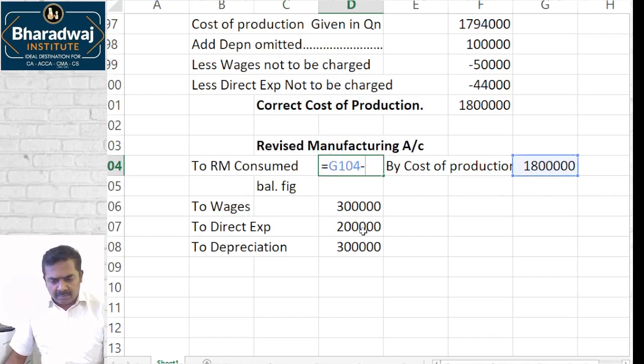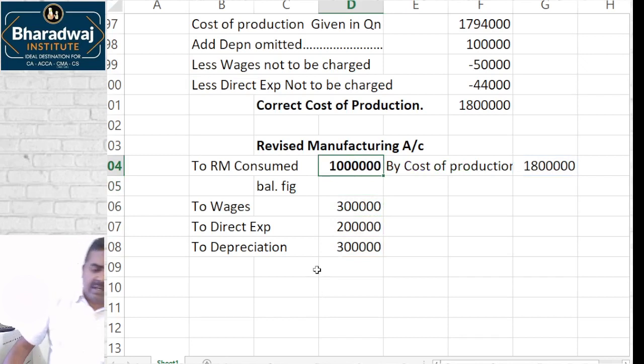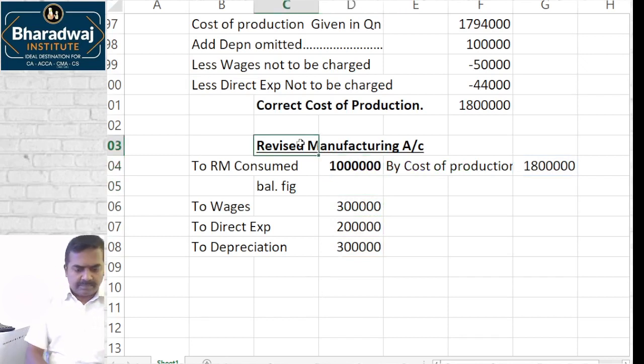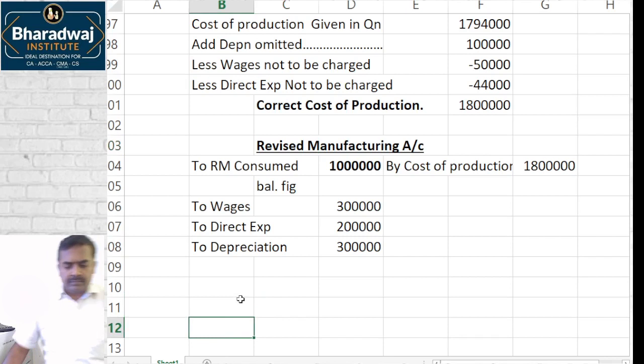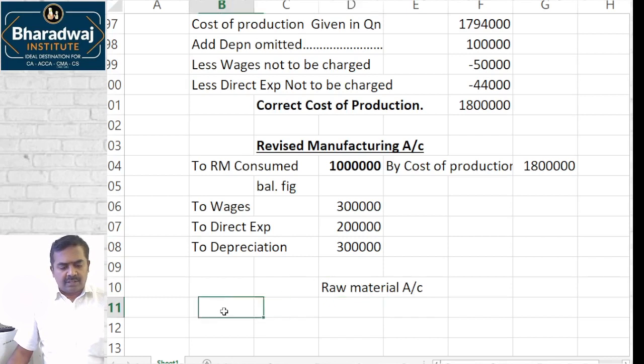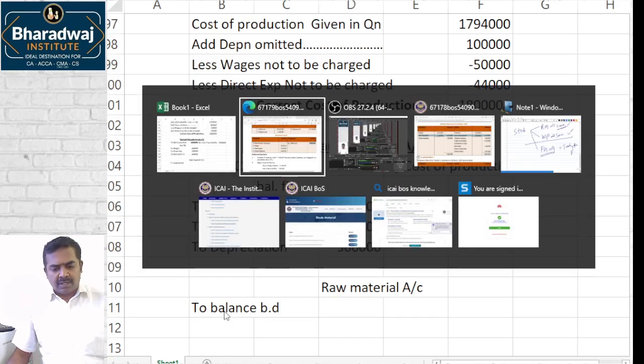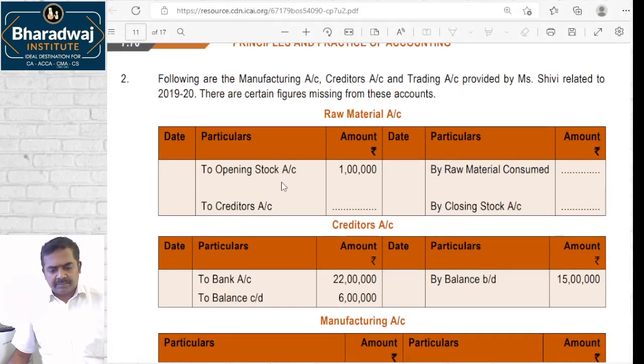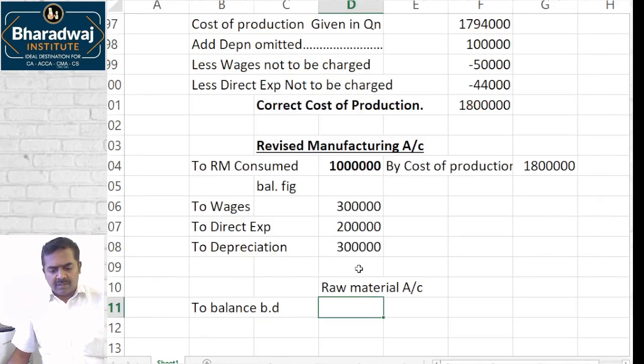18 lakhs minus 3 lakhs minus 2 lakhs minus 3 lakhs. What is the correct raw material consumed? 10 lakhs is the correct raw material consumed. When I prepare the raw material account, the missing figure is carried down. To balance brought down. Question: what is the opening balance of raw material? Opening stock of raw material, 1 lakh.